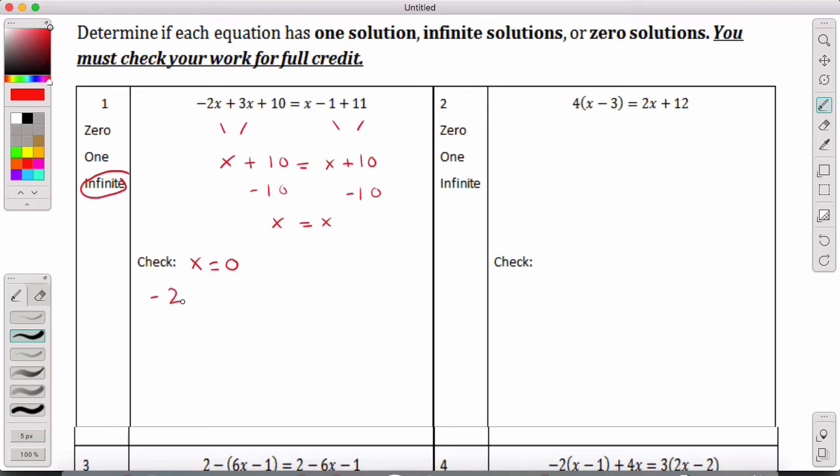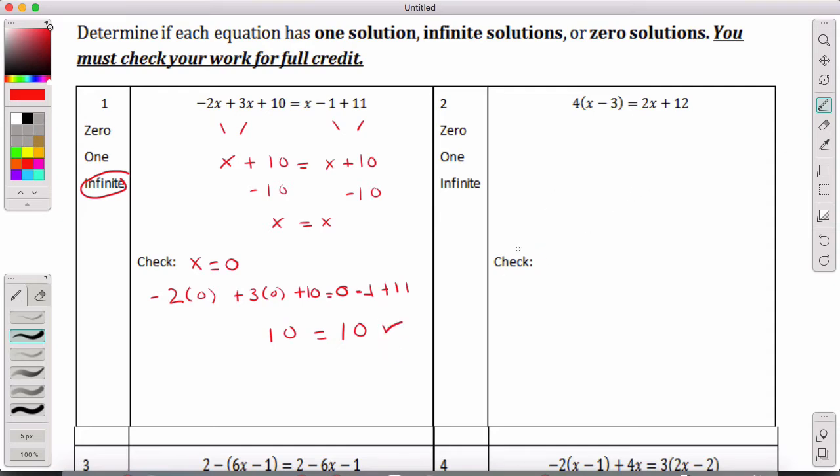So I'm going to rewrite this, 2, 0 plus 3 times 0 plus 10, and so on. Sorry, that's a minus sign right there. Anything times 0 is 0, so we end up with 10 equals 0 minus that negative 1 plus 11, and we showed up here that that is 10. So we end up with 10 equals 10, which is a true statement.